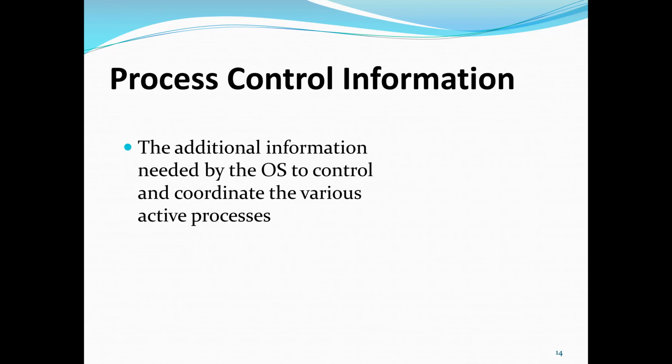Now, the third major category of information in the process control block can be called, for want of a better name, the process control information. This is additional information needed by the operating system to control and also coordinate the various active processes. This is the last part of the table in our previous slide, which indicates the scope of this information. As we examine the detail of operating system functionality in succeeding lectures, the need for the various items on this list will become clear.